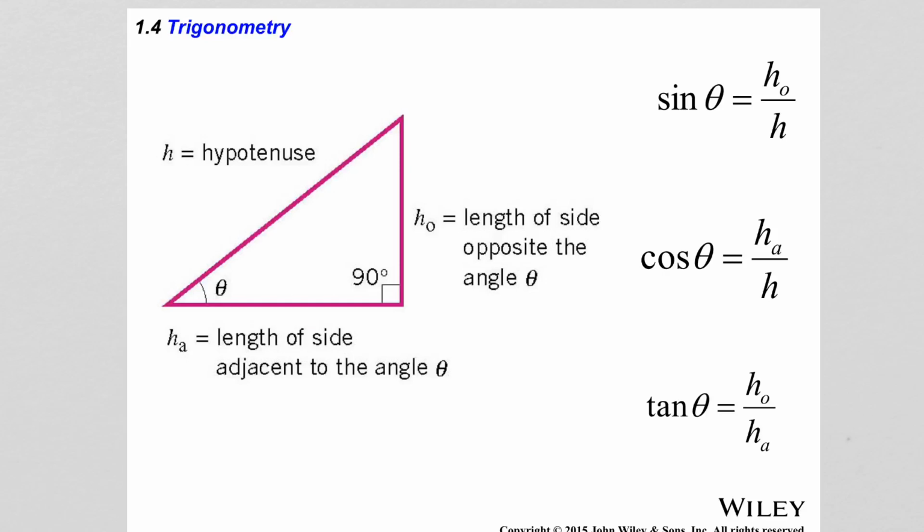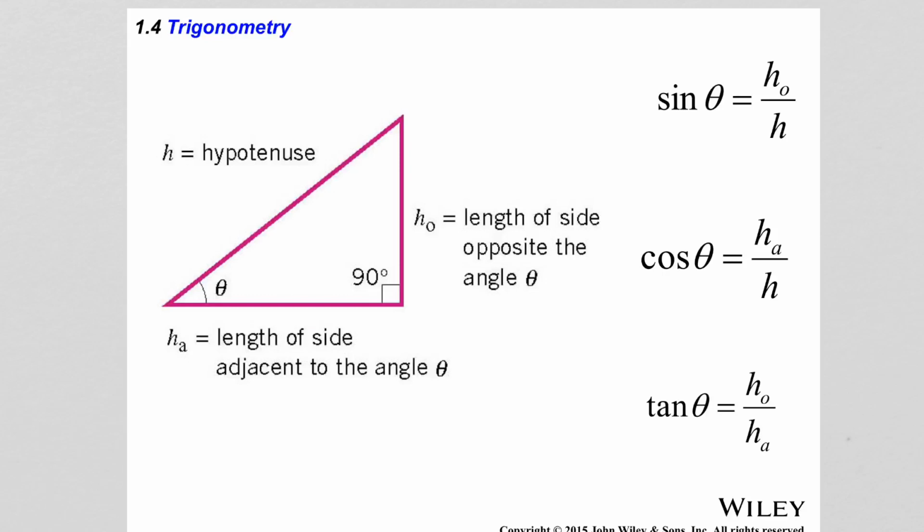So in a right triangle, such as the one shown on the slide, we have a hypotenuse, and then we have two sides. One is the adjacent side to the hypotenuse, and one is the opposite side to the hypotenuse. And here they are labeled with HA for the adjacent side and HO for the opposite side. And the hypotenuse is labeled with H. So the adjacent side and the opposite side make a 90-degree angle with each other, and then the angle between the hypotenuse and the adjacent side is labeled as theta.